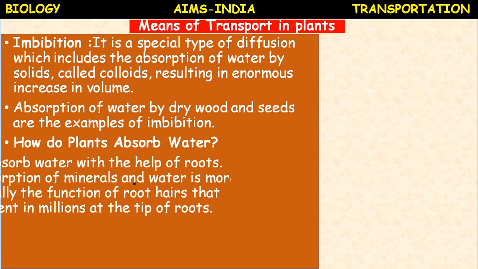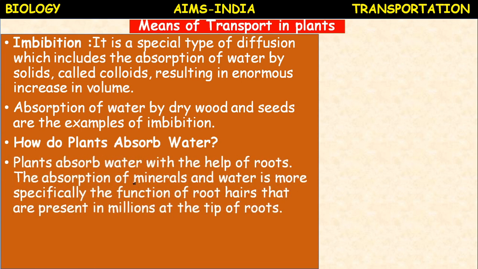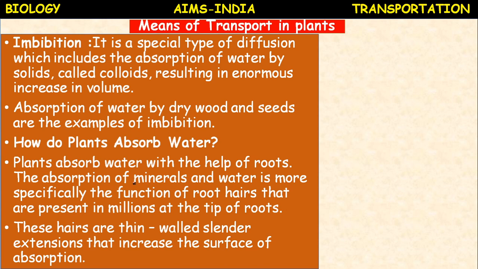How do plants absorb water? Plants absorb water with the help of roots. The absorption of minerals and water is more specifically the function of root hairs that are present in millions. They are very delicate. Their lifespan is only 2 days. They are present at the tip of the root, at the root maturation region. These hairs are thin-walled slender extensions that increase the surface of absorption.